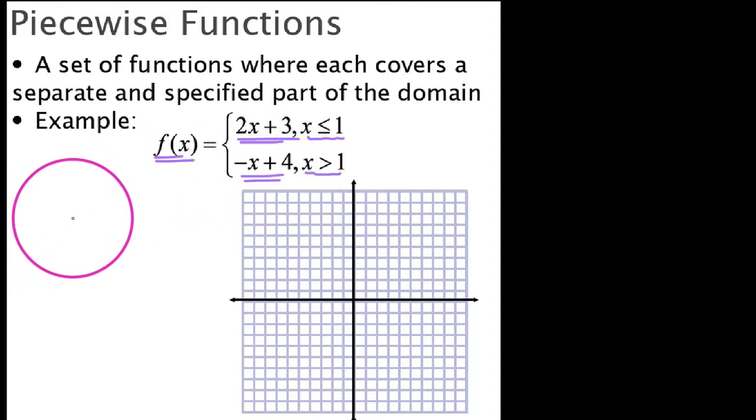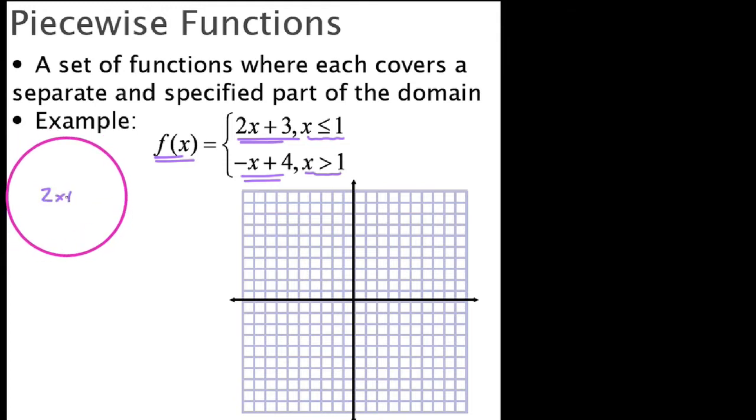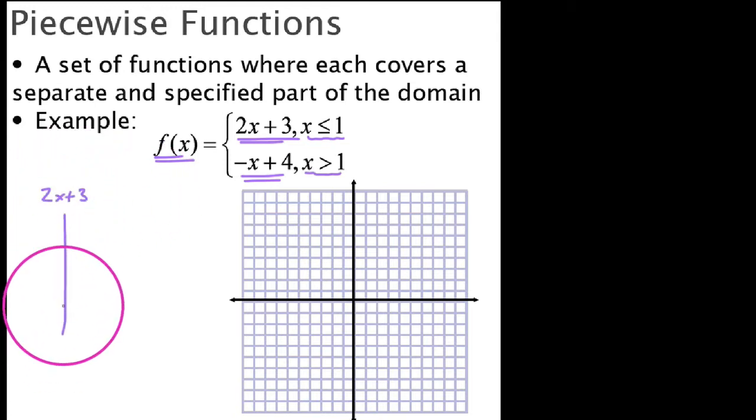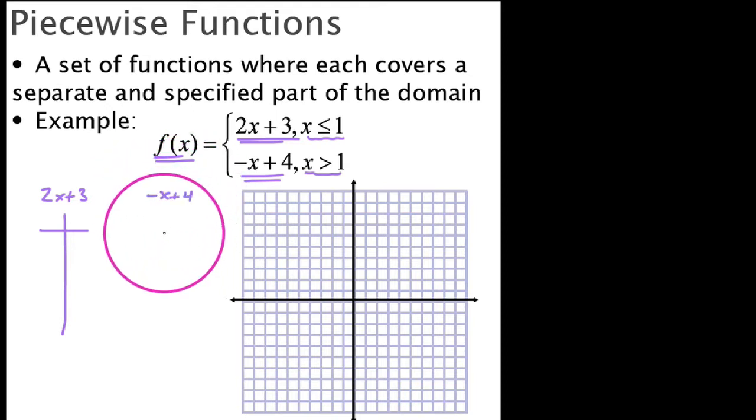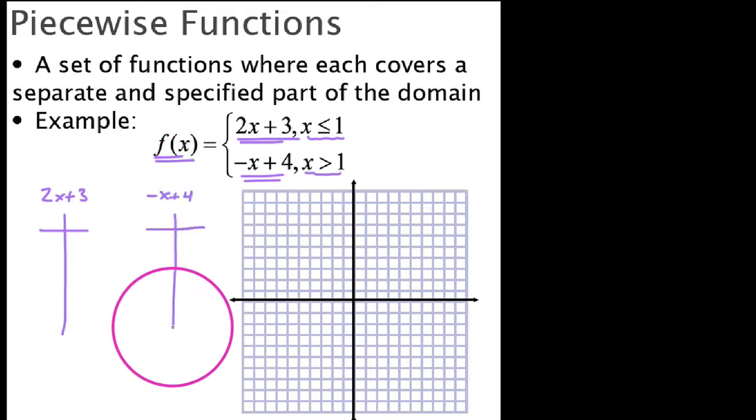So what I would suggest, if you're going to graph this, is to list these rules separately here. For 2x plus 3, we'll make a table of values, which is a good way to do this. And for negative x plus 4, we'll make another table of values. Essentially, what we'll do is graph them separately.